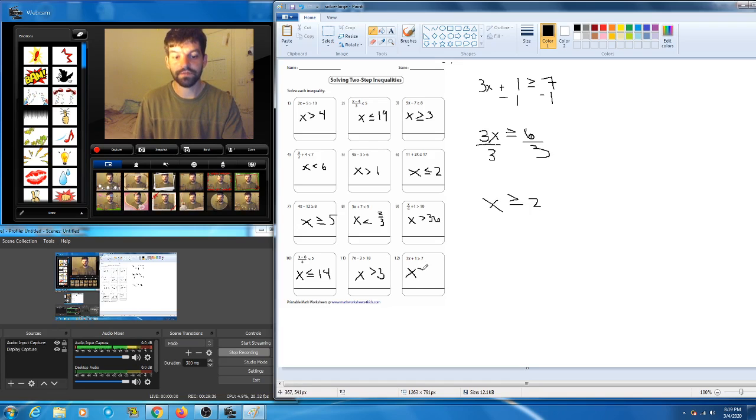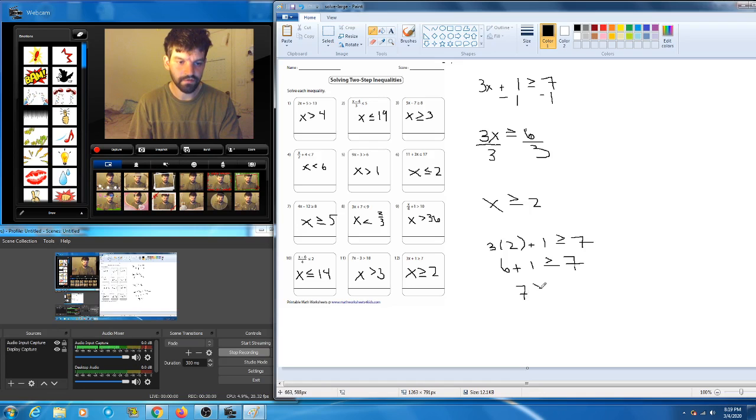And again, I can substitute in 2 directly if I would like to for this one because it's greater than or equal to. If I plugged in 2, I would get 3 times 2 plus 1 is greater than or equal to 7. 3 times 2 is 6, plus 1, greater than or equal to 7. And 7 is greater than or equal to 7.